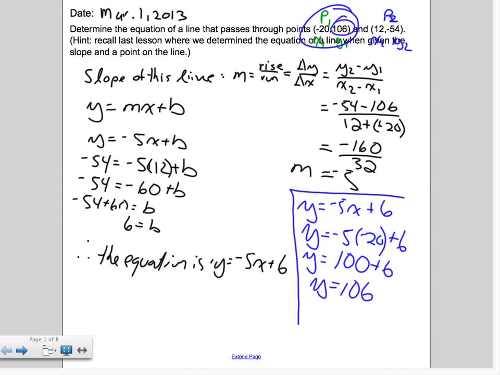That matches our point here. Right? So this is good. Chances are we got the equation right then. So that's the nice thing about the second point too. It gives you a quick way that you can actually check your results. Any questions on this?